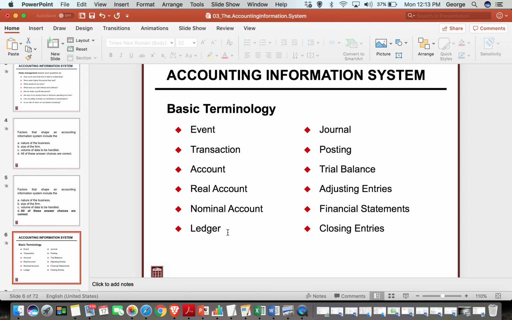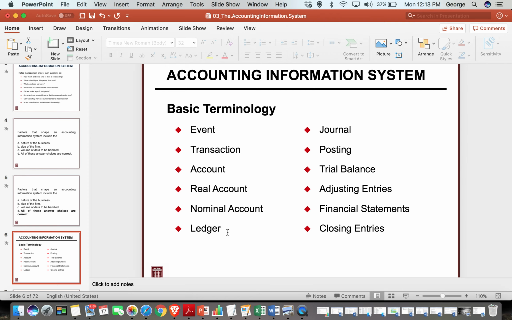Trial balance is showing whether all our debits equal our credits. We can do that in a worksheet. We'll show that in a few minutes. And then I think you did in chapter 0, right? If you did the chapter 0 work, you did do a trial balance for me.